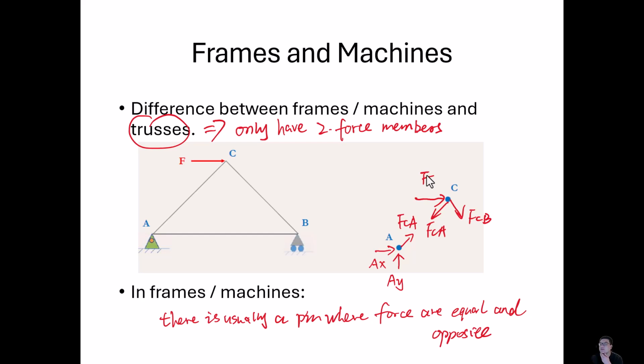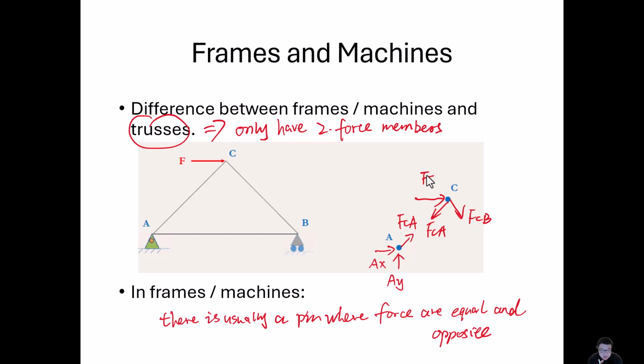And what's the difference between frames and machines and trusses? If they were the same, we wouldn't need to attend this lecture. There are definitely some differences. For trusses, we only have two-force members. How many of you still remember what two-force members are? In trusses, all the members are either in compression or tension; they are two-force members.